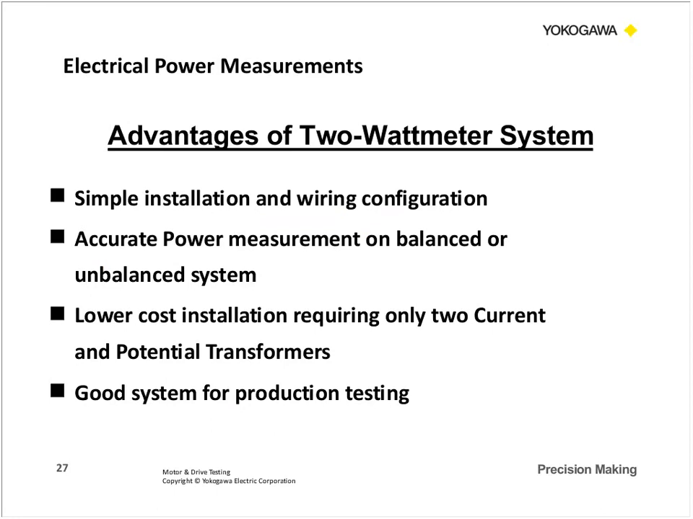So what are the advantages of the 2 wattmeter method? It's a simple installation and wiring, very good in production testing. You only need maybe 2 of the current transformers, and if you had high voltage, 2 of the potential transformers. It will give you an accurate power measurement on a balanced or an unbalanced system. So it's a simple method, especially for production testing after your design is done.